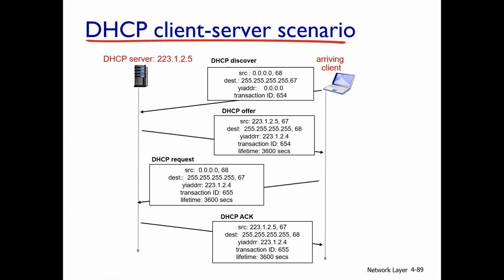Okay, so any questions in this exchange? The arriving client broadcasts a discover. An offer comes back, because you can have multiple offers, and you potentially send a DHCP request back for one of them, asking to confirm it. And then with the DHCP acknowledgement, that IP address gets confirmed. Any questions here?